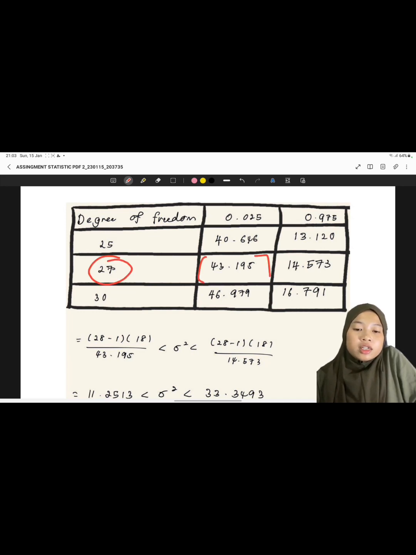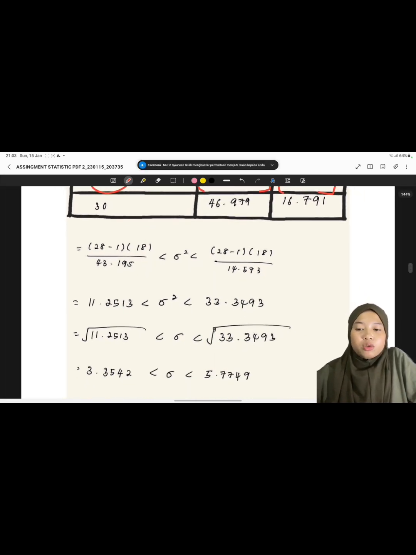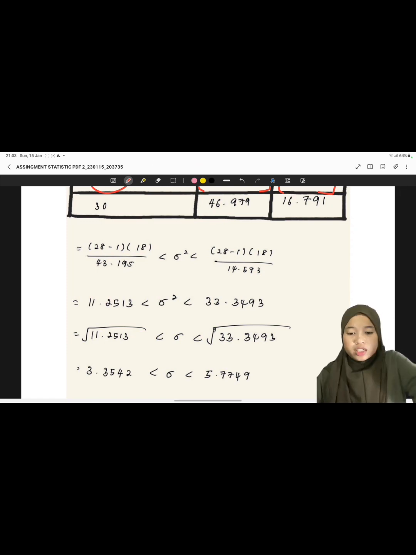We search for the value in the table of degrees of freedom. We substitute the values into the formula, and we got 11.2513 less than variance less than 33.3493. This is for the variance. To find the estimation of standard deviation, we take the square root of the variance limits and we got 3.3542 less than standard deviation less than 5.7749. That's all from me.